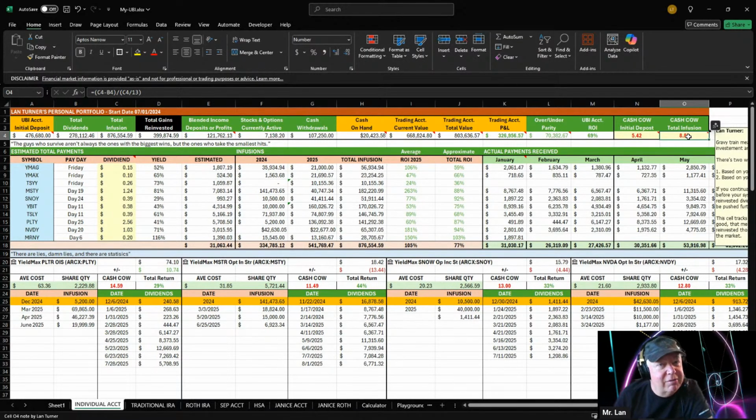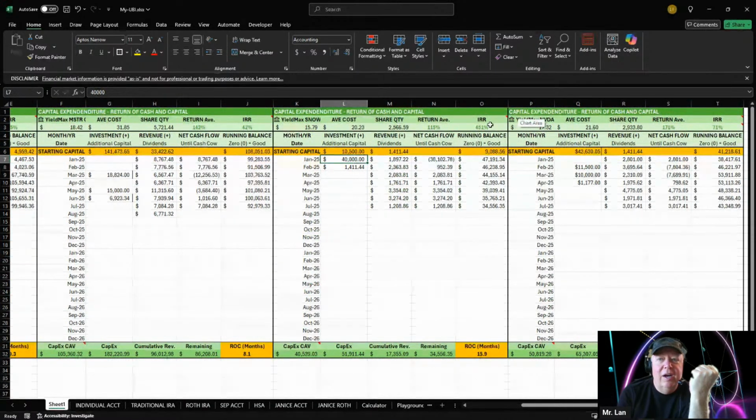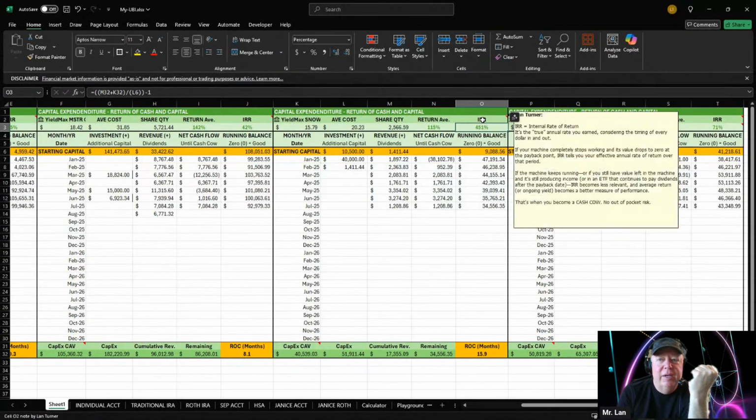It's like a business. You have to think about it like a business. But just because you paid off the machine doesn't mean the machine's going to stop working. That's the other point I wanted to make. If you come back over here to this number, that's why I call it IRR, and if you look at the definition of IRR, if the machine completely stopped working and its value drops to 0 at the payback point, IRR tells you the effective annual rate of return over that period.